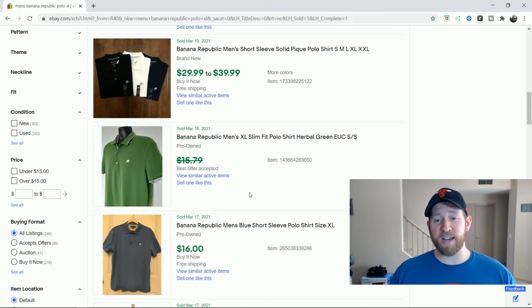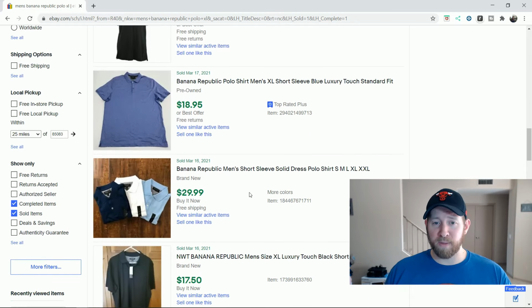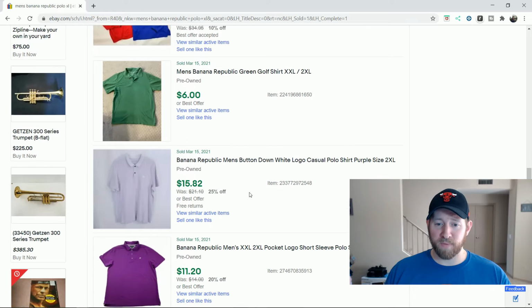If this is an item that I need to sell, say I got it for $1, I would look to sell this one based on where people are pricing them.